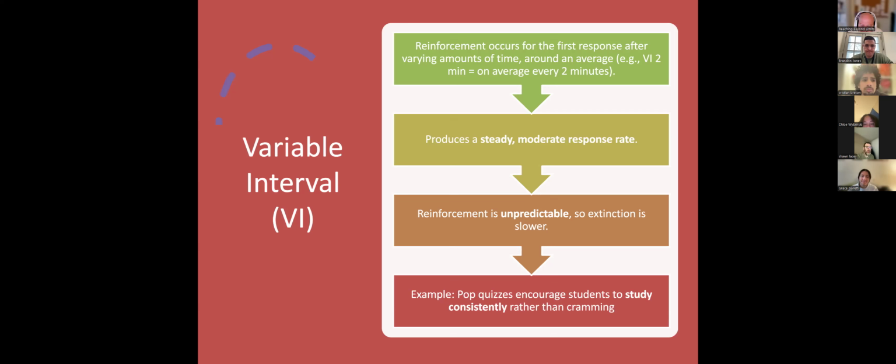So these are the four simple schedules of reinforcement. Do you guys have any questions about any of them, or want to say anything about anything here?